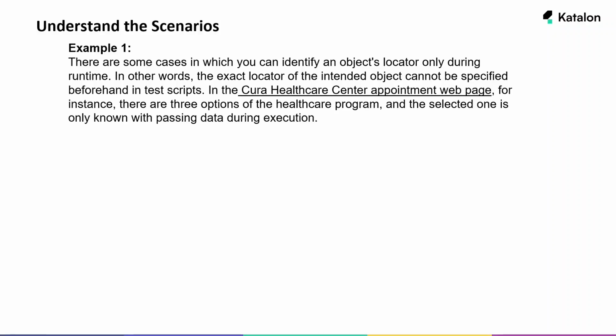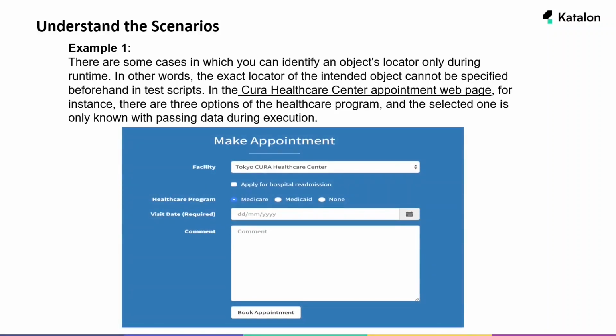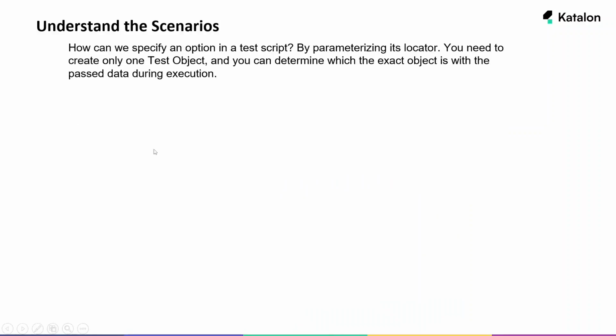So let us see an example of the Cura Healthcare Center appointment web page. For instance, if you see on the screen, there are three options of healthcare program. One is Medicare, Medicaid, none, right? So these three options, the selected one is only known with the passing data during execution. So which option to be selected, that you are going to decide during execution by passing the data. How can we specify an option in the test script?